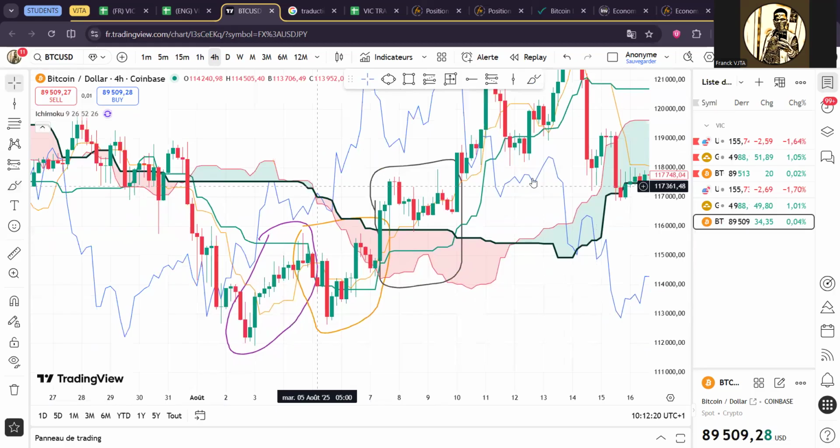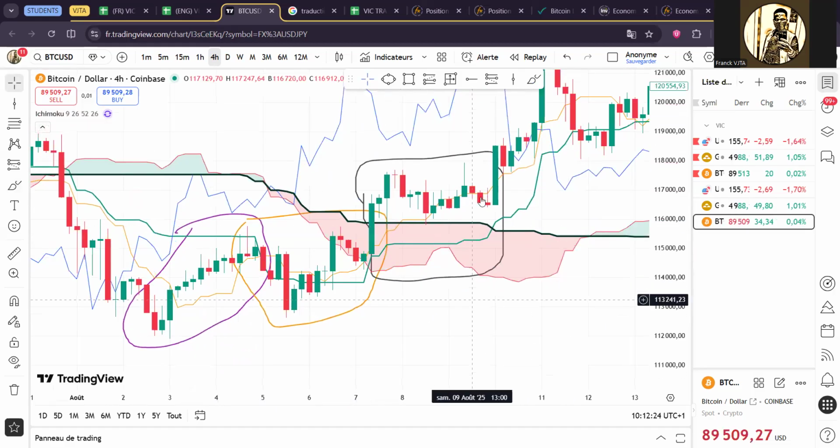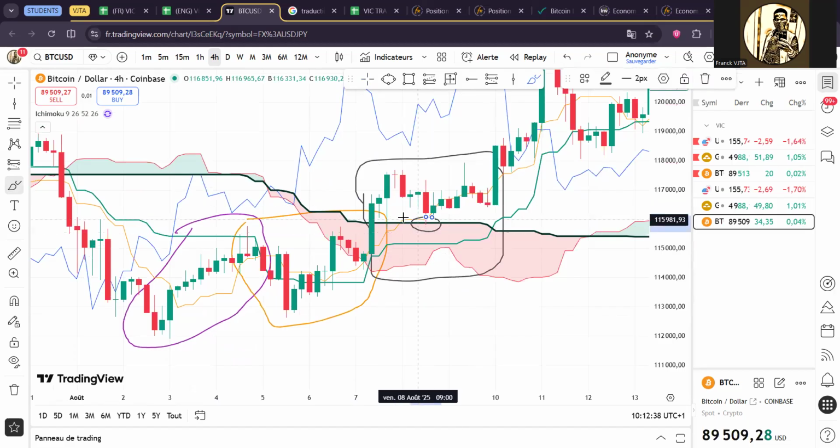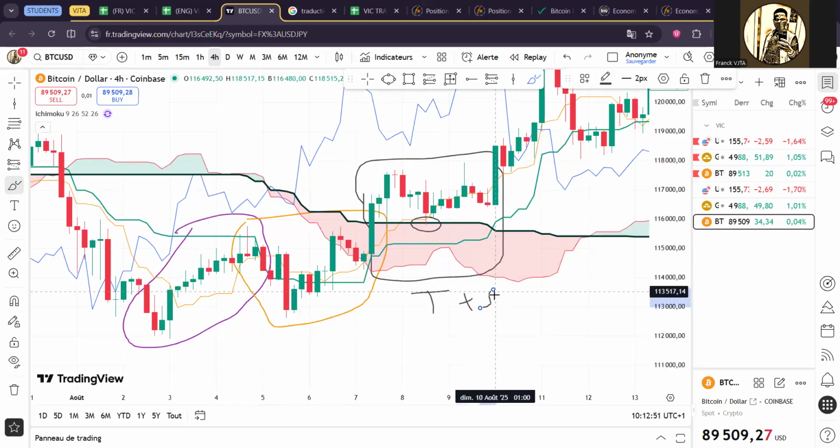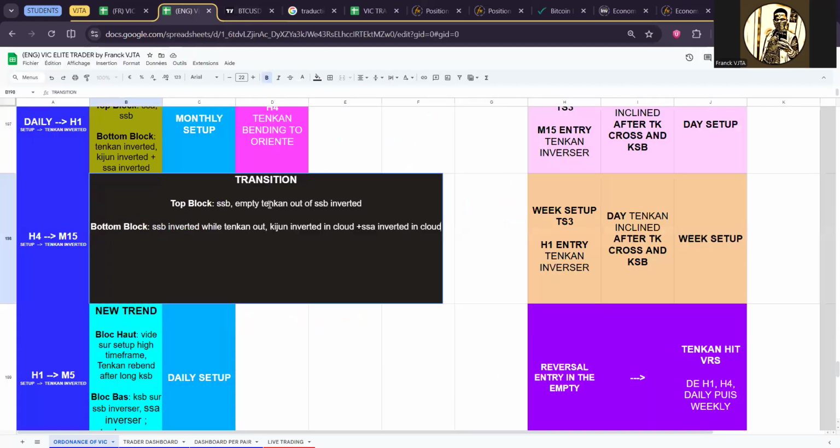So what do you see on this example? What is the bottom point of the candle? Don't just say, oh, Kijun inverted, SSA inverted. No, in this case, Kijun inverted has not been the bottom point. The bottom point here is Tenkan. When Tenkan is out of SSB above like this, you have the combination of Tenkan plus SSB inverted at this level. This is it. That's what I'm talking about here.